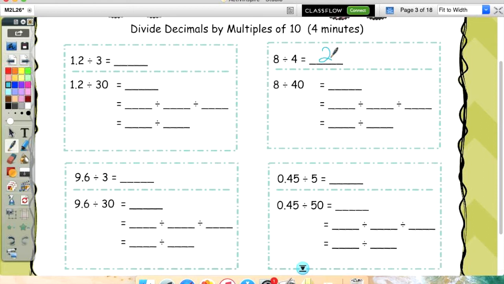So let's review how we do this, okay? So the first thing I want to do is I want to decompose this 40. You agree? Yep. And I'm going to make it 4 and 10. So this is going to look like 8 divided by 4 divided by 10. Okay? Put your parentheses here. Let's do the 8 divided by 4 first. So 8 divided by 4, we already know, 2. I've got to do 2 divided by 10 now.